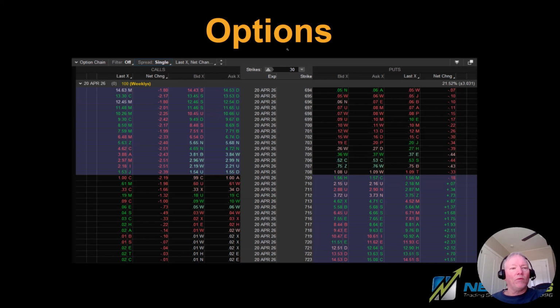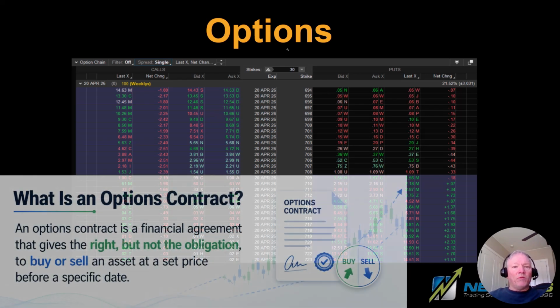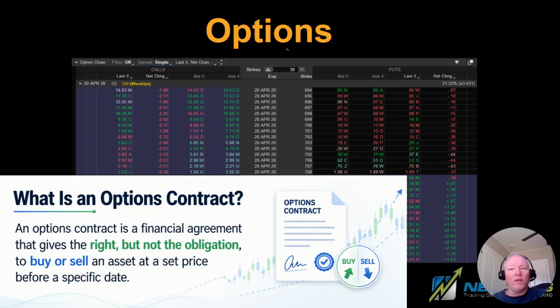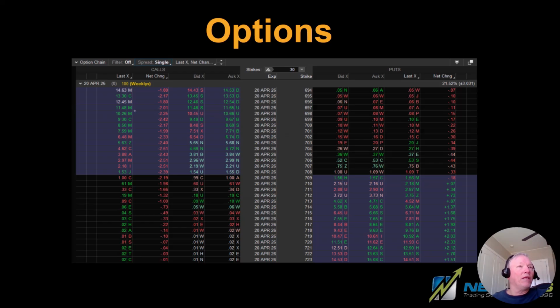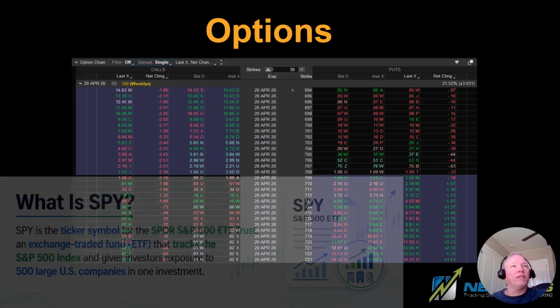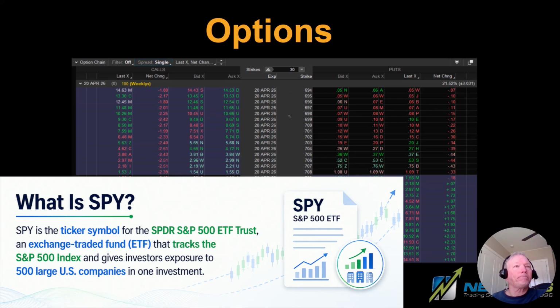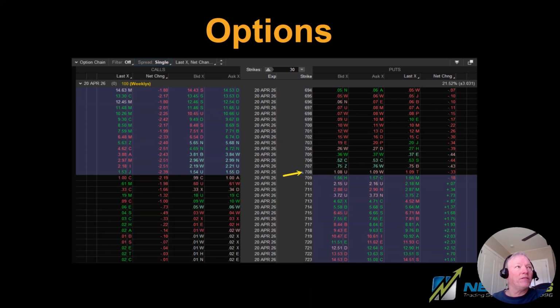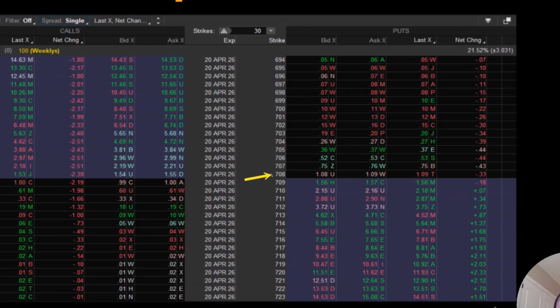What is an option? Well, an option is a contract to buy or sell a specific financial product known as the option's underlying instrument or underlying asset. So today we're looking at an option chain that represents SPY. The SPY is the ETF, which represents the S&P 500. And currently the price on the S&P 500 as of 20th of April is trading between 708 and 709.